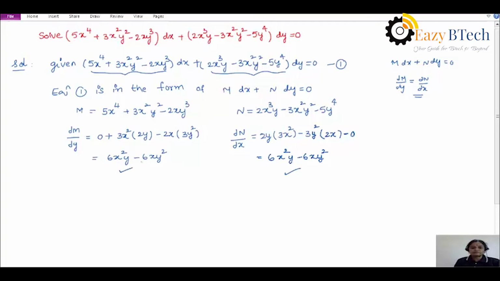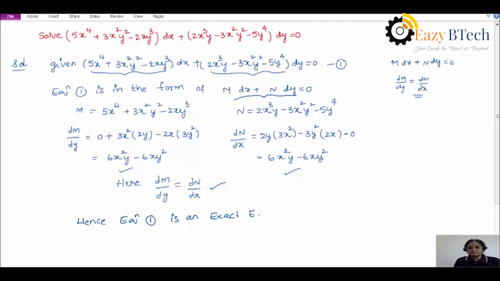So observe these two values here: ∂M/∂y is equal to ∂N/∂x. If the standard form, that is M dx + N dy, satisfies this exactness condition, then you can say that equation 1 is an exact equation, okay, students. Then after the exact equation, the solving procedure, I mean the general solution of the given question.